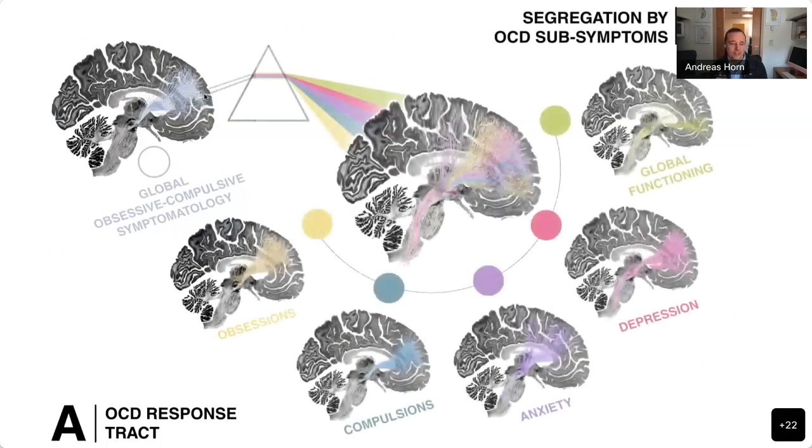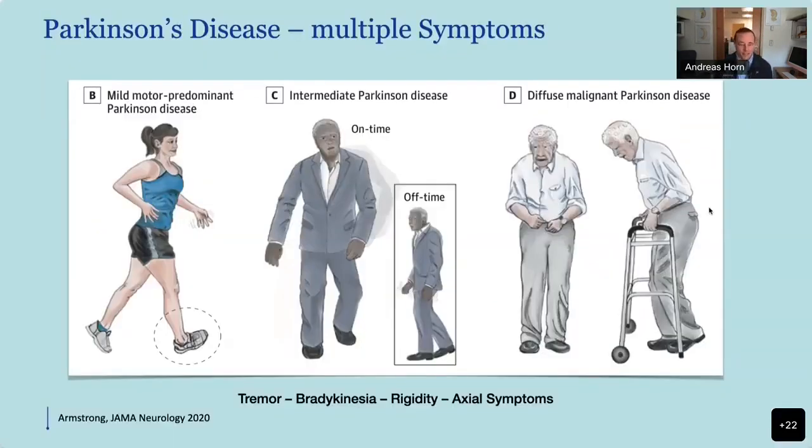And if we look at specific subsymptoms, we see a segregation. Here you can see it at best, that, again, similar to what we've shown before, specific subsections of this ALIC bundle seem to map most to improvements in obsessions, compulsions, anxiety, depression, and also global functioning. We can do the same with Parkinson's disease, where we also have different symptoms: tremor, bradykinesia, rigidity, and so on.